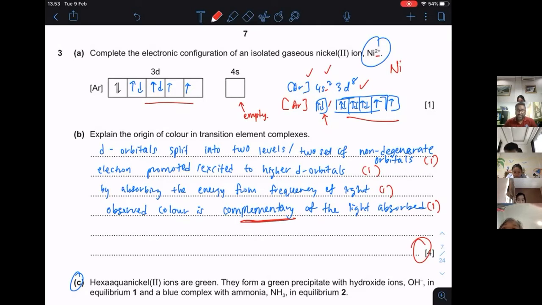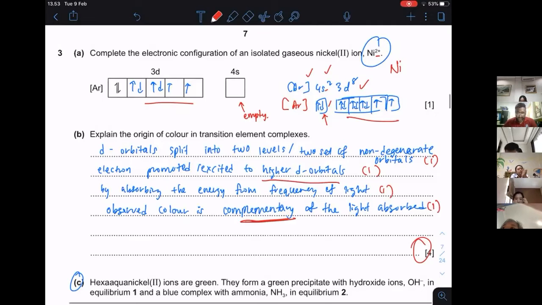Do remember, promote only is not enough. You need to mention higher d orbitals, by absorbing the energy from the frequency of light, and then the observed color is complementary. So all these will give you the 4 marks.